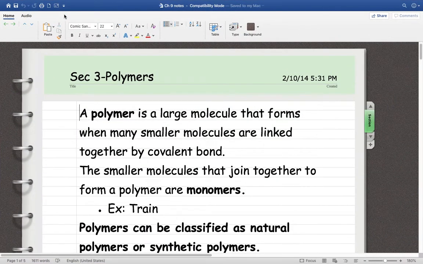Hi, everybody. All right, so now I'm on section three, a polymer. I'm just going to get right to it.